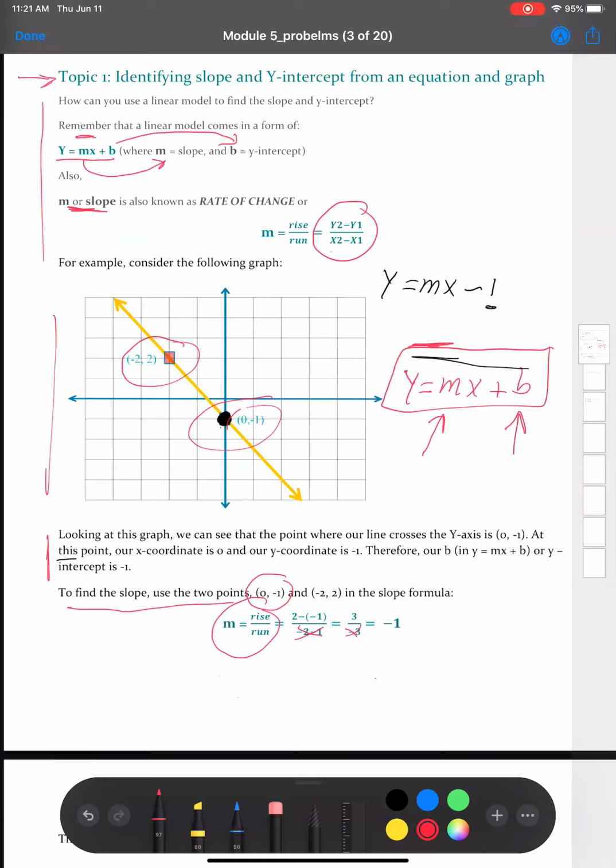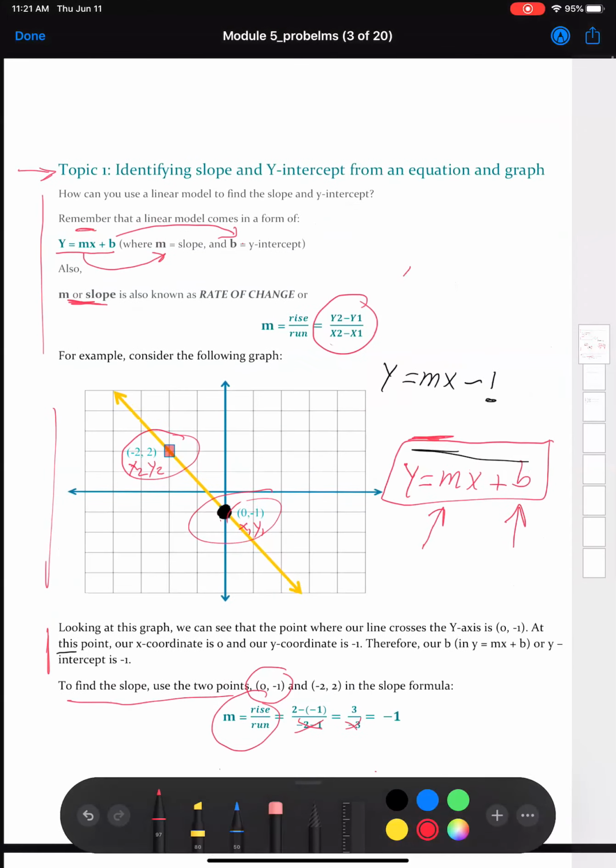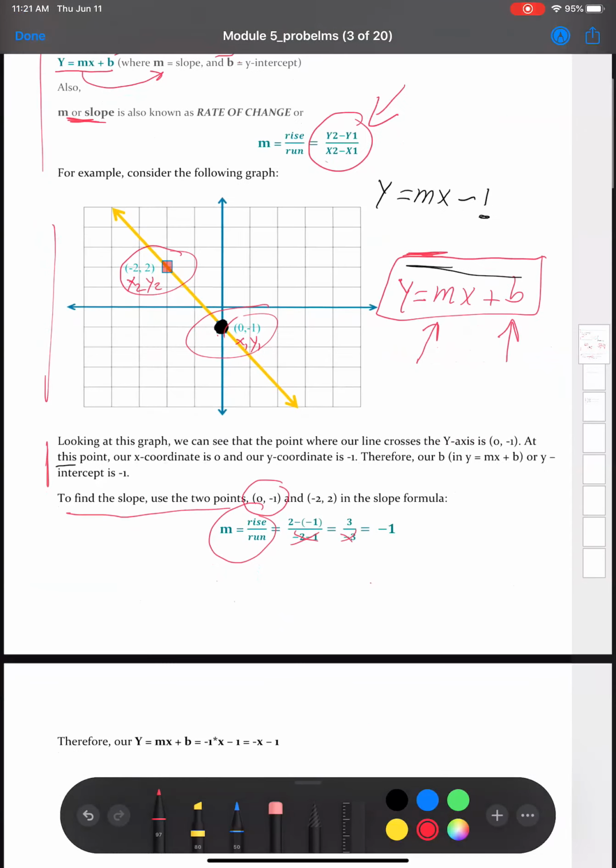So this right here is going to be your x2, y2, and this is going to be your x1, y1. We're going to follow this formula here and just plug in. So m is equal to y2 minus y1 divided by x2 minus x1. Our y2 is this guy right here, so that's 2 minus, and here's our y1. Our y1 is -1, so it's 2 minus (-1).